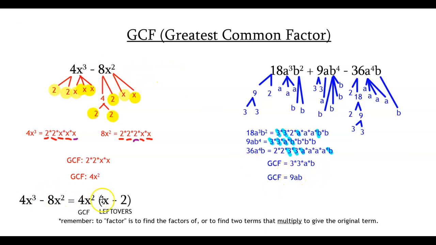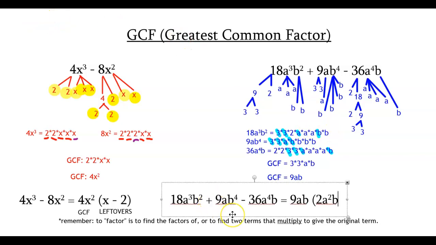Now we're going to rewrite it in factored form, just the same way that we did here. Here's the original expression, and then equal to 9AB, which is the GCF, times the leftovers. Now let's look at what was left over in our lists from every term. The first term, we had a 2 left over, 2 A's, and a B. So that means it's 2A squared B. Here's a plus, so we put plus.